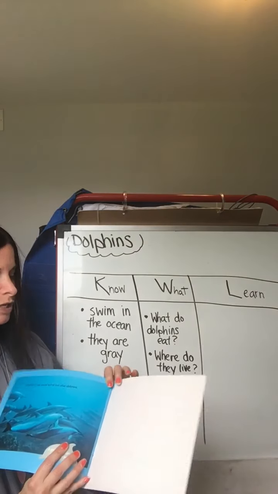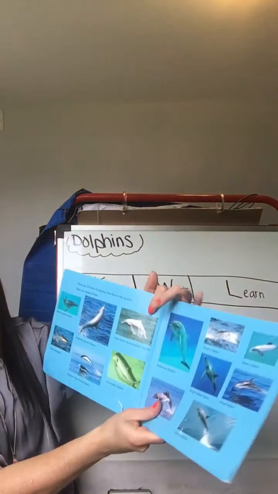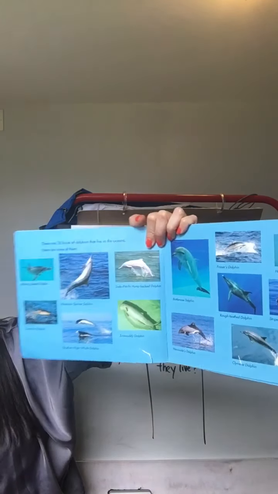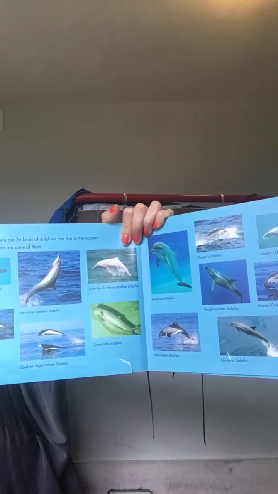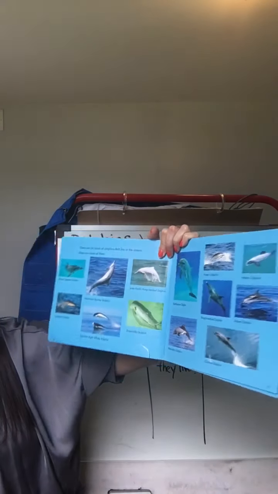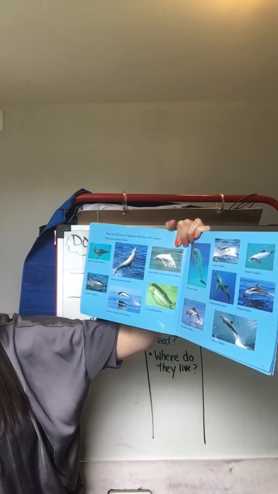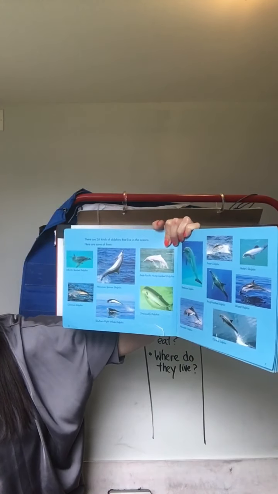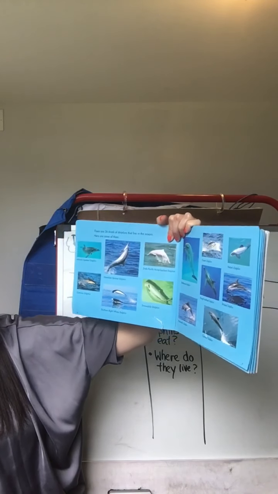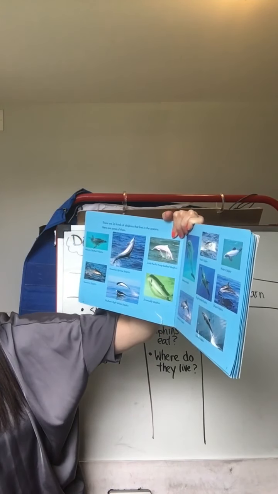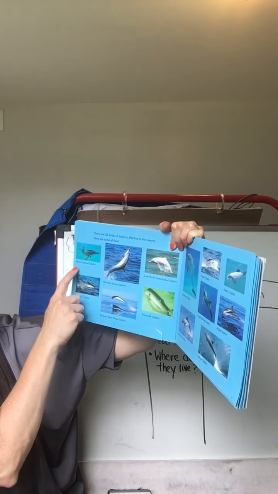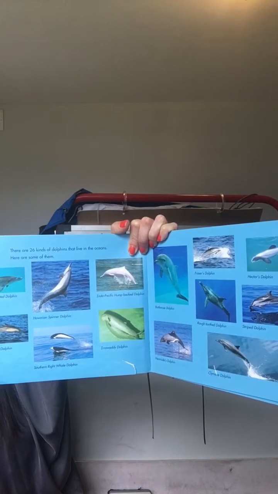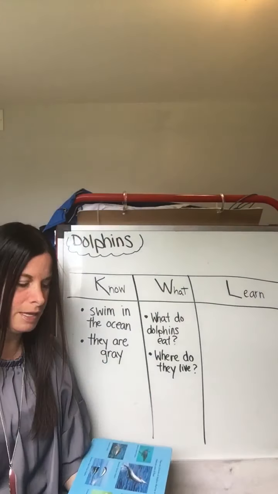Wow, look at this, boys and girls. There are 26 kinds of dolphins that live in the ocean. Here are a bunch of them. I'll read you a couple. There's a dolphin called a bottlenose dolphin. There's a dolphin called a striped dolphin. This one is just a common dolphin, Atlantic spotted dolphin. So there's a whole bunch of different ones. Okay.